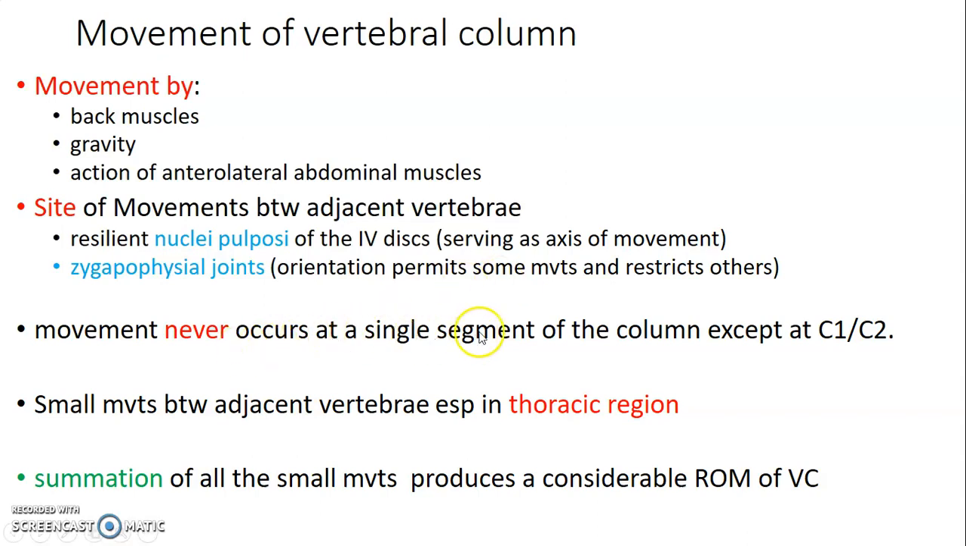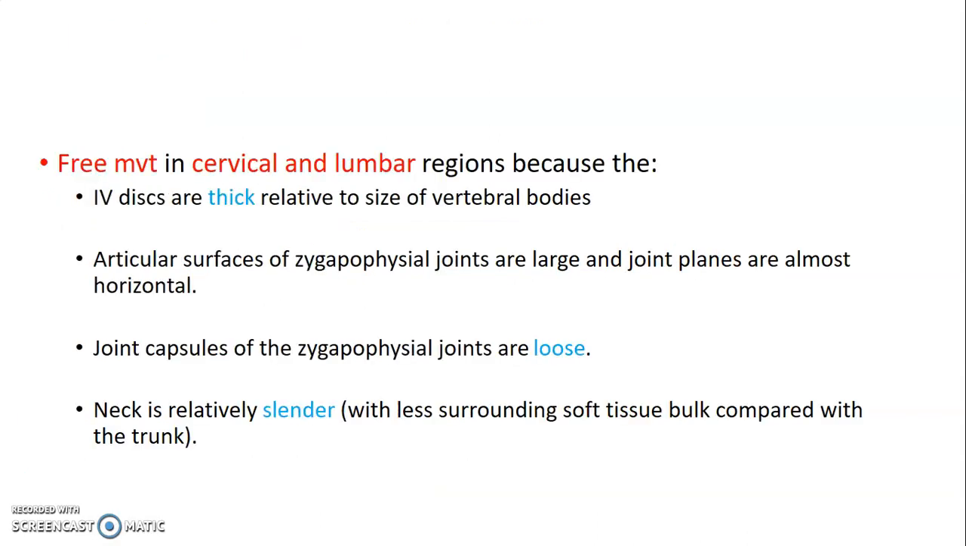So movement occurs at the nucleus pulposus and at the zygapophyseal joints. Movement never occurs at a single segment of the column except at C1, C2. Small movements can occur in the thoracic region, but the vertebral column actually moves because of summation of all the small movements produced. So we have free movement in the cervical and lumbar region.